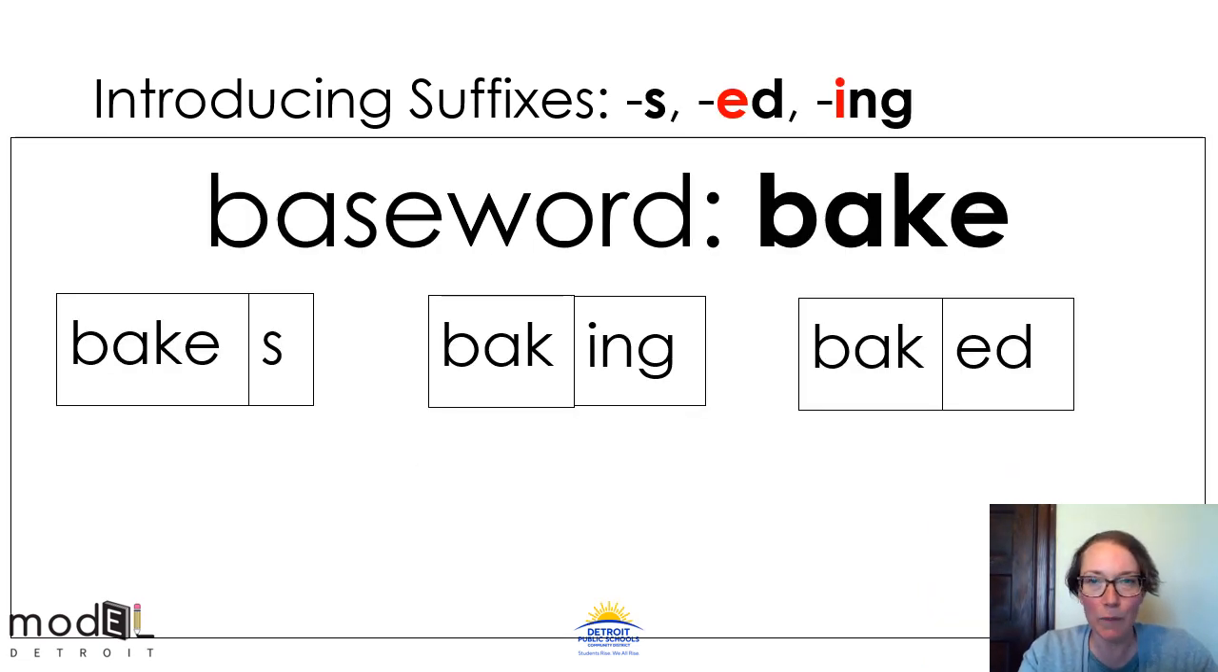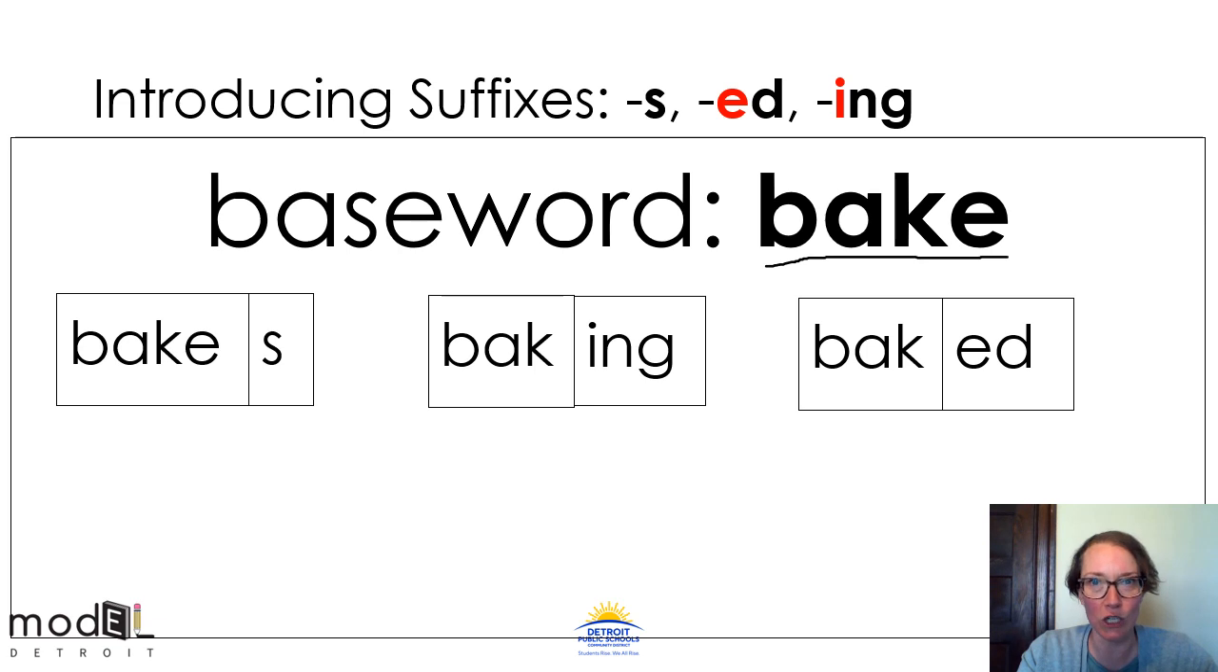Let's do a little bit more work with our base word bake. Do you see the word bake here? And then down below in the boxes, we have bakes, baking, and baked. What base word do you hear in all of those? We hear bake. And what vowel sound do you hear? Bake, bakes, baking, baked. We hear A in all of those.